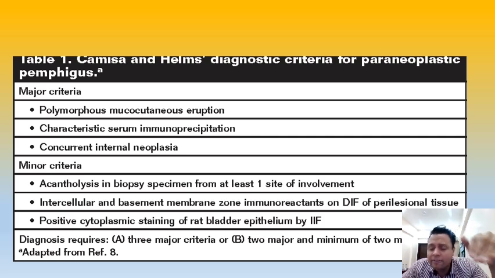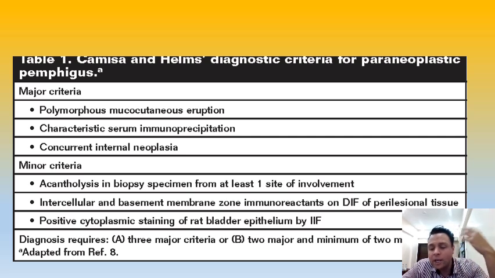Then came the Camisa and Helm criteria, which was followed for many years, and is still followed till now. They say there are three major criteria and three minor criteria. Either you should have all three major criteria, or you should have two major and two minor criteria.